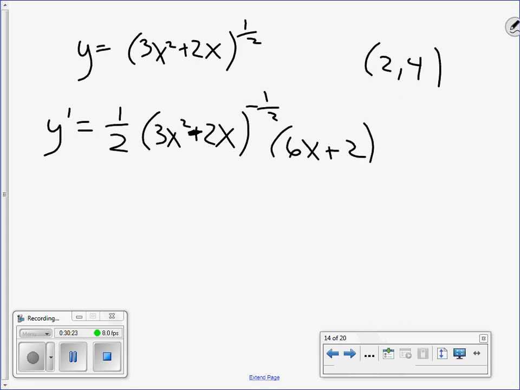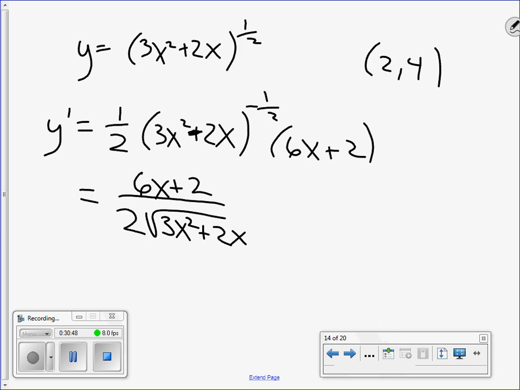Okay. Now, as far as plugging in the number to see what the derivative at 2 is, because x is in it, I need the x coordinate of that point, so I'm going to rewrite this. In the numerator, I have a 6x plus 2. What do I have in the denominator? 2 radical 3x squared plus 2x. Okay, so that's my derivative, right?